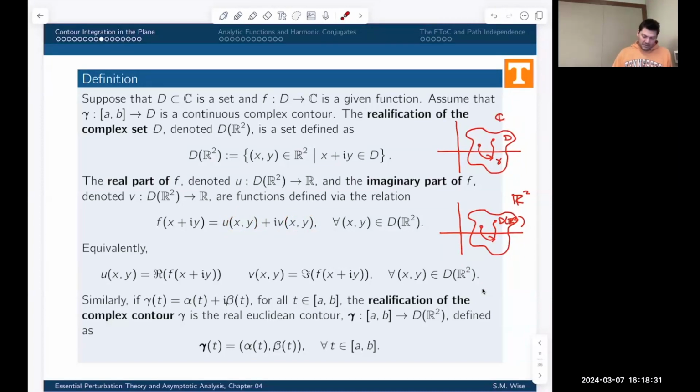Another notation that we're going to use is that U of xy is equal to R of F. So this just means the real part of F. And V of xy equals I of F. That's the imaginary part of F.